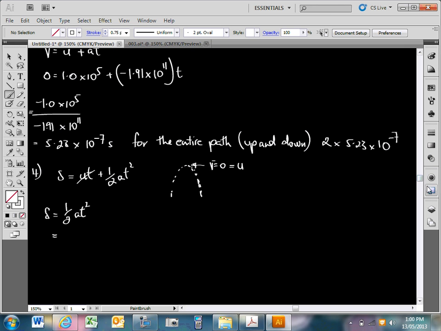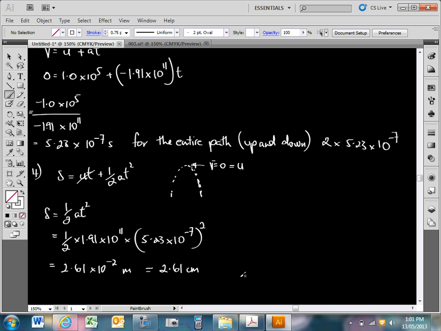Okay, so let's have a look. Yes, if I use this number, but I'm going to use this number here. Follow me and watch this later, perhaps. Okay, so I'm just going to put in the magnitude of the acceleration, which was this number, wasn't it? 2 times 1.91 by 10 to the 11 multiplied by the time squared, 5.23 by 10 to the minus 7. Don't forget your squared. Classic mistake to make. And the book says 2.61 by 10 to the minus 2 meters, which equals centimeters. It does not reach the positive plate.